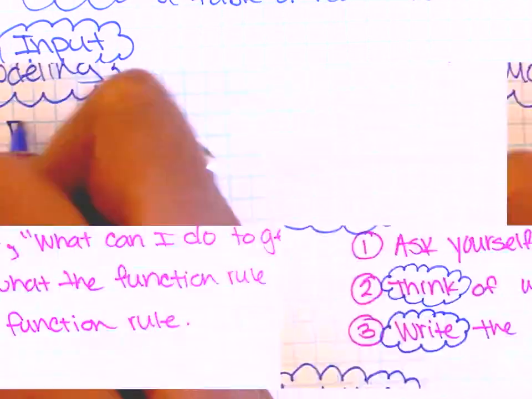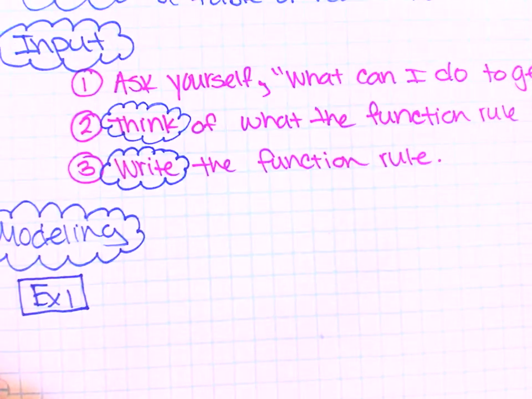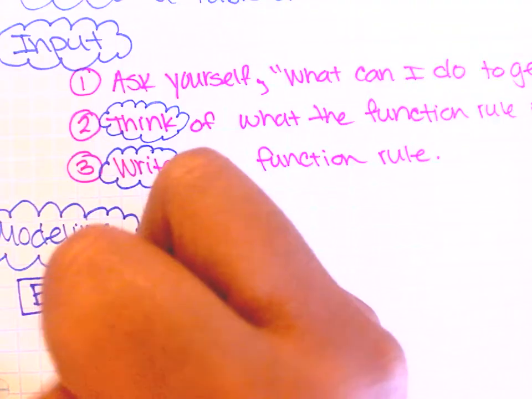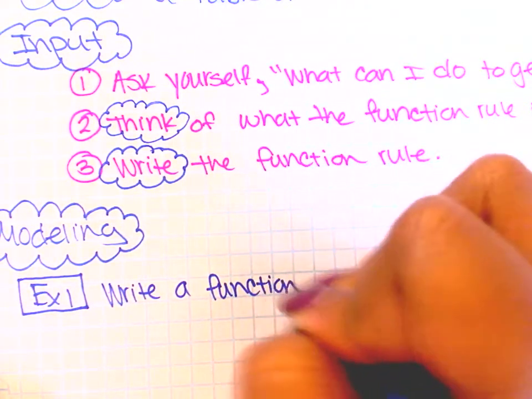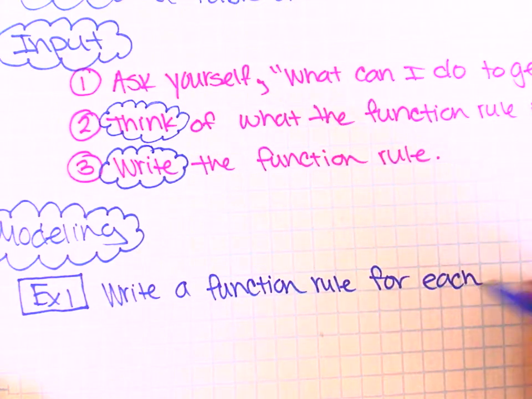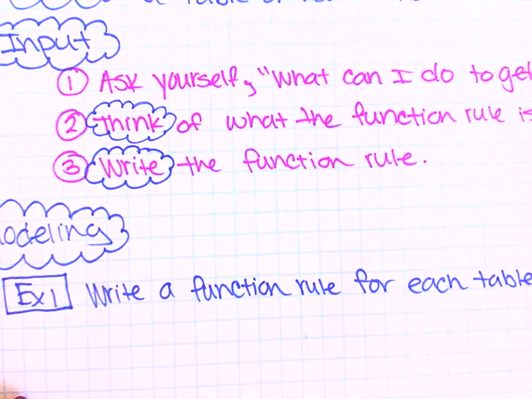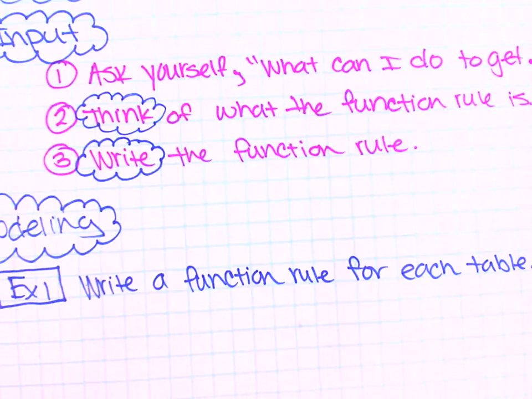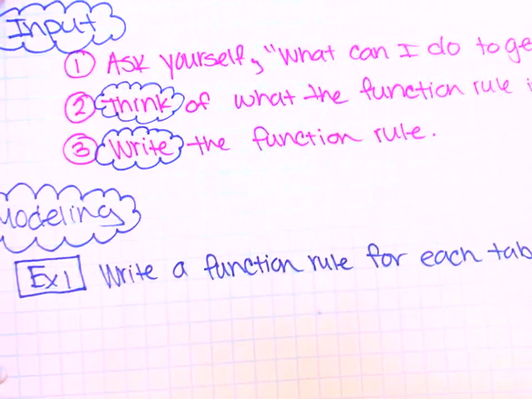Okay, here we go. Example 1. Put a box around it, underline it. Example 1. The directions say to write a function rule for each table. So that means they're going to give us a table, and we're going to have to figure out what the function rule is. How do they get from x to y? Pencil up once you have the directions written down.